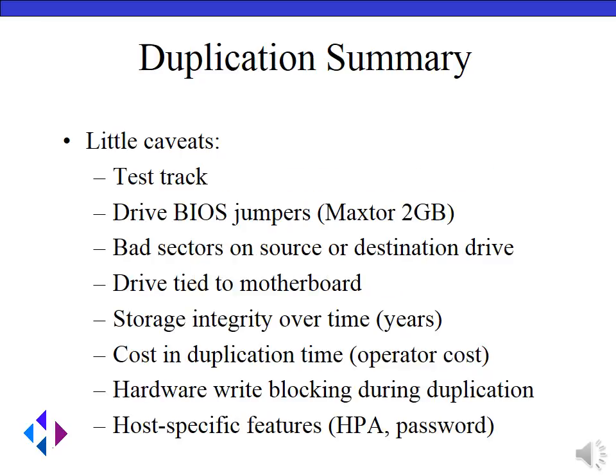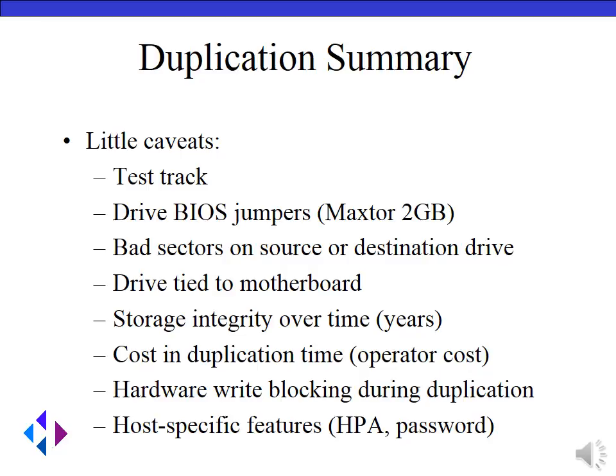Some other caveats. A test track. Hard drives do have areas beyond the user accessible areas that sometimes are referred to as test tracks. A drive BIOS, the jumpers. A Maxtor 2 gigabyte drive is a good example of that. The actual jumpers on the hard drive itself determine what the drive is looking like, and you may have to change those jumpers on the drive for it to speak correctly to your duplicating software.